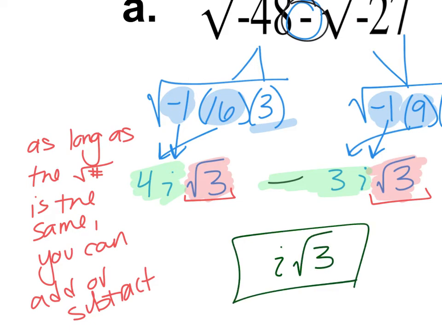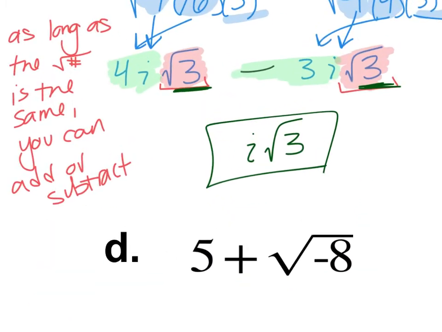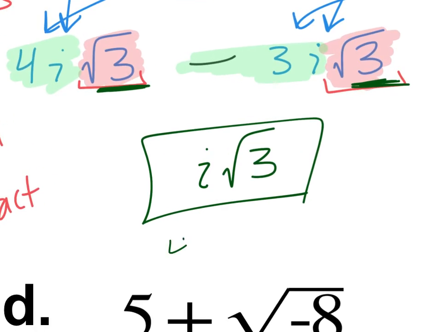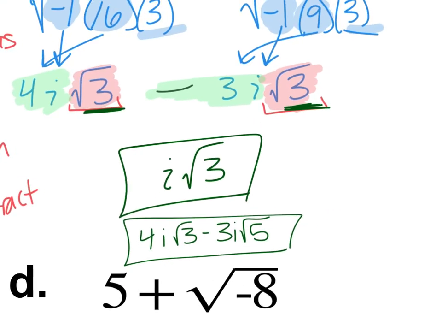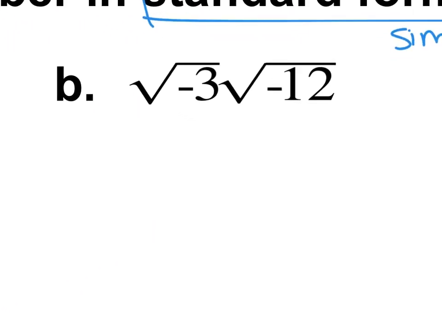So simplify first and then see if you can add or subtract. If this was a 3 and this was a 5, my answer would just stay at that step. I just wouldn't be able to combine them together. So for example, if it were 4i root 3 minus 3i root 5, that would stay right there because those are not like terms. So there's an example of adding or subtracting, in this case subtracting, but adding works the same way. And then let's go ahead, let's look at letter B.